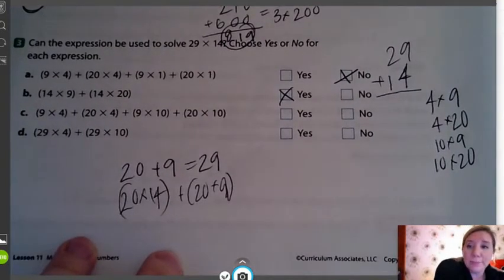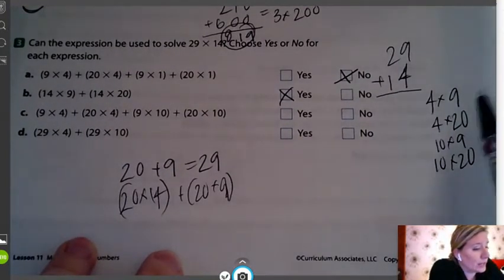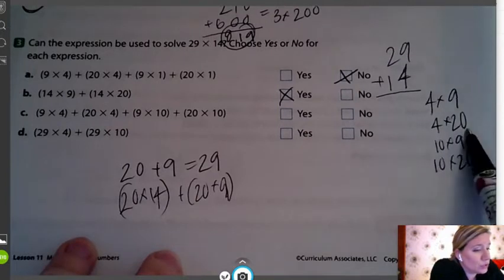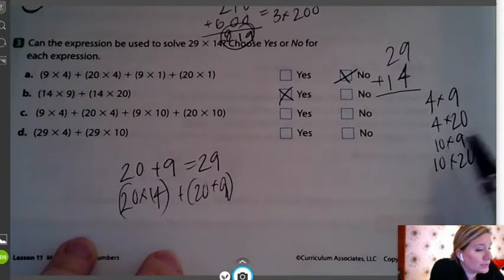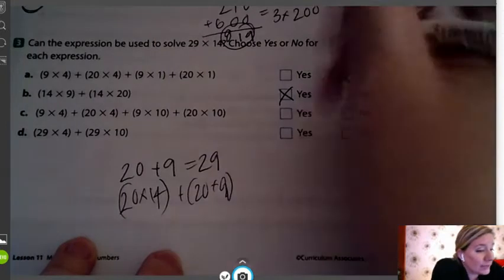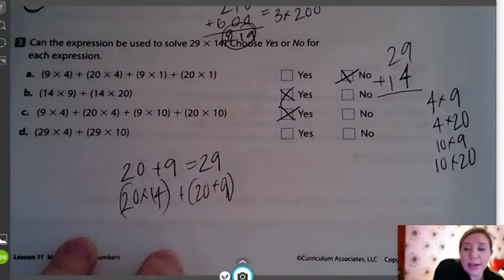All right, let's look at C. We've got partial products: 4 times 9, 20 times 4, 9 times 10, 20 times 10. That hits all of my partial products. That's a yes. And lastly, 29 times 4 plus 29 times 10.